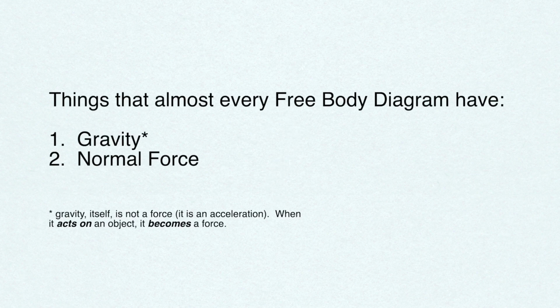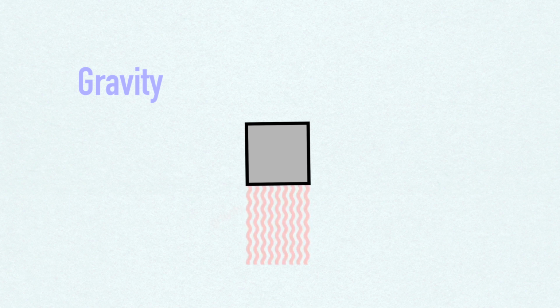However, there are a couple things that almost every free body diagram has, and that is gravity and a normal force. When it comes to gravity, it seems pretty self-explanatory, and it kind of is. Gravity acts down. It always acts down.